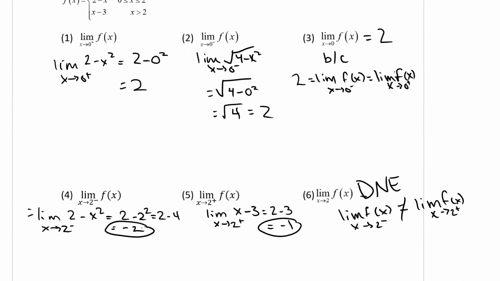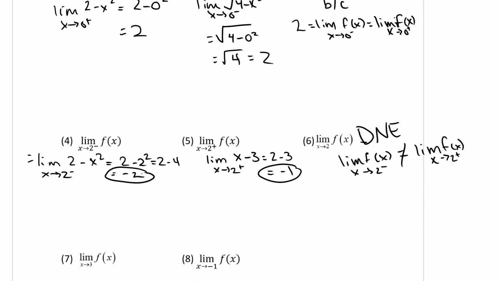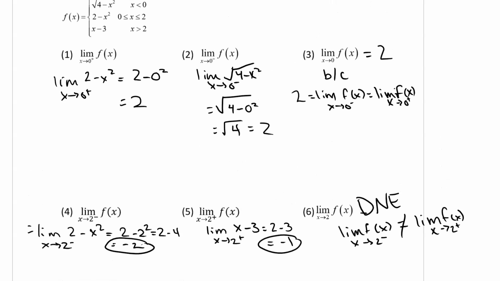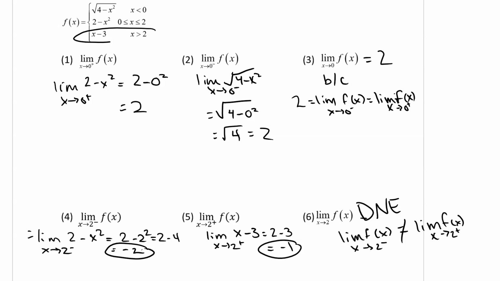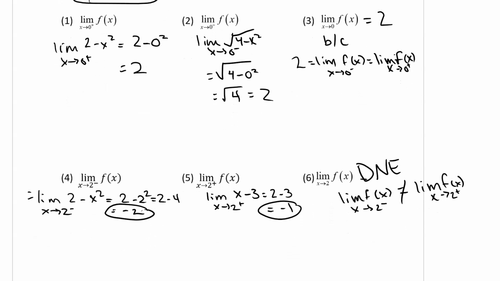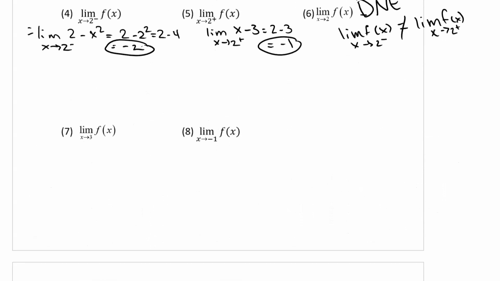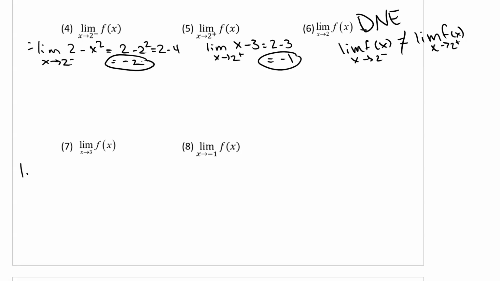All right. And lastly, we're looking at 3 and negative 1. So for 3, we're going to be on this bottom piece, and for negative 1, we're going to be on the top piece. Right. So the limit as x approaches 3.